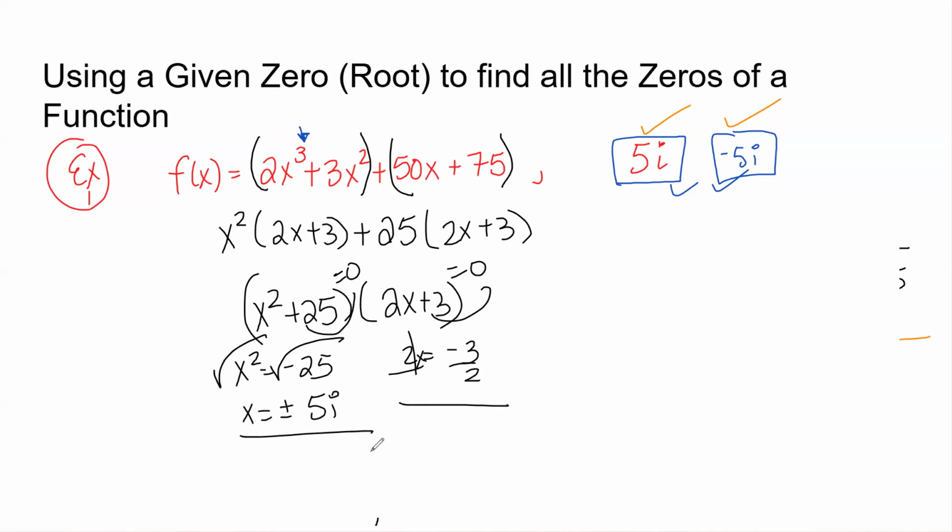So that was probably faster, but this grouping doesn't always work, right? That's kind of a fluke that it worked on that one. So that's why I wanted to show you the long way too, because sometimes we must go the long way. All right. That was a cubic. I will do one more cubic and then I'll try to get into a 4th degree.